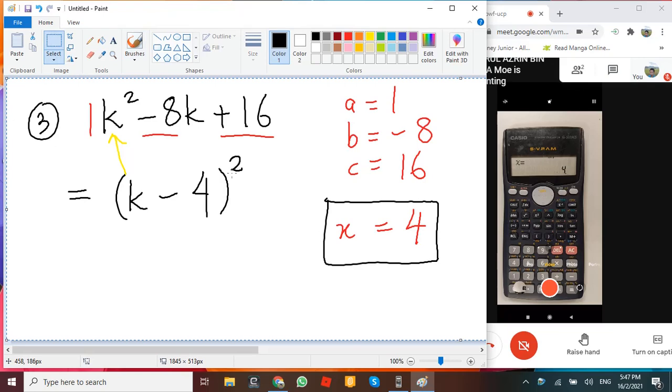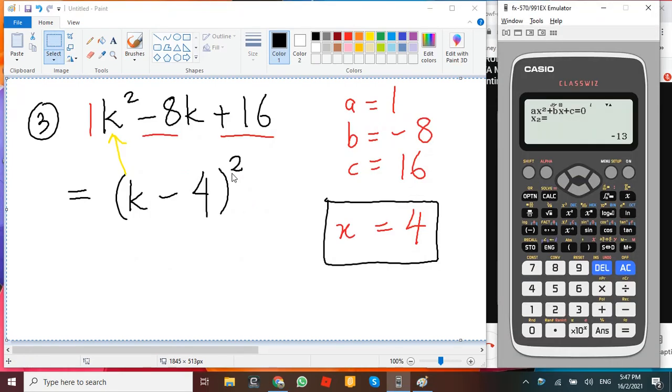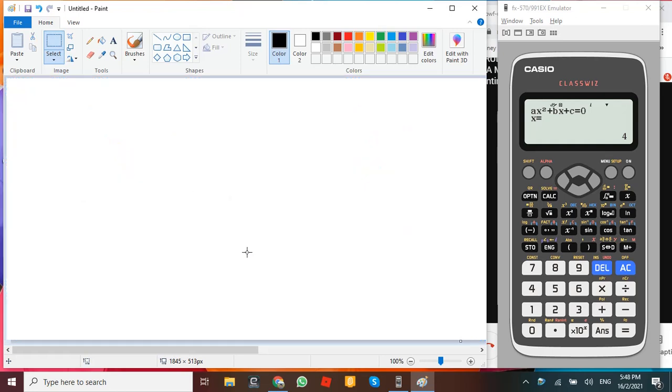Now we, oh yeah, I forgot to show you from this calculator. So 1, b is negative 8, and c is 16. Check answer. Is it same answer? Yeah, same answer, 4. Okay, now we go to question number 4.